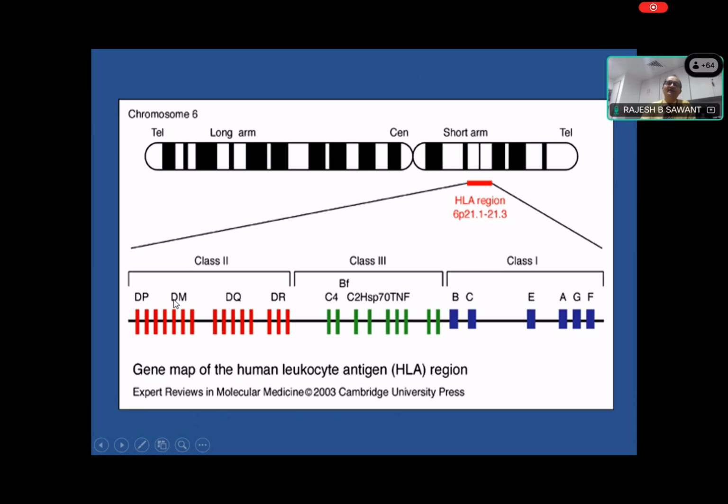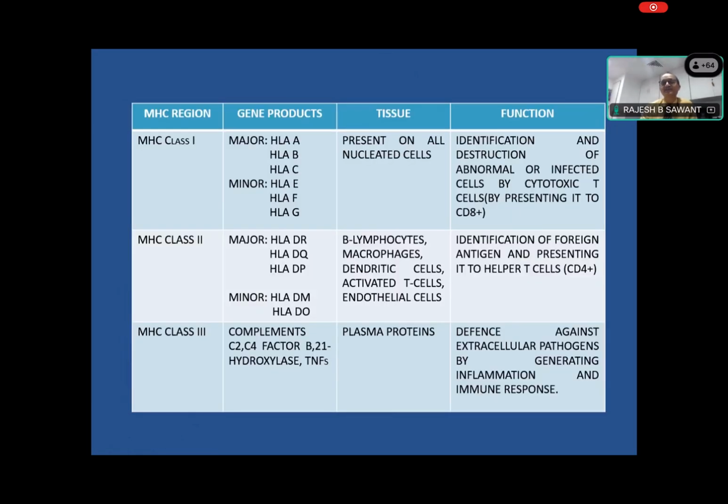Of course, there is class 3 and various other HLA about which we can read in our textbooks. But currently, what we will do, as is shown in this table, is try and understand the most clinically important class 1 and class 2 HLA. As I said, the gene products, say class 1, have major ones, that is HLA A, B, and C, and minor gene products like E, F, and G. These are all present on nucleated cells, and their function is identification and destruction of abnormal or infected cells by cytotoxic T cell mechanism by presenting it to CD8 positive cells, right?